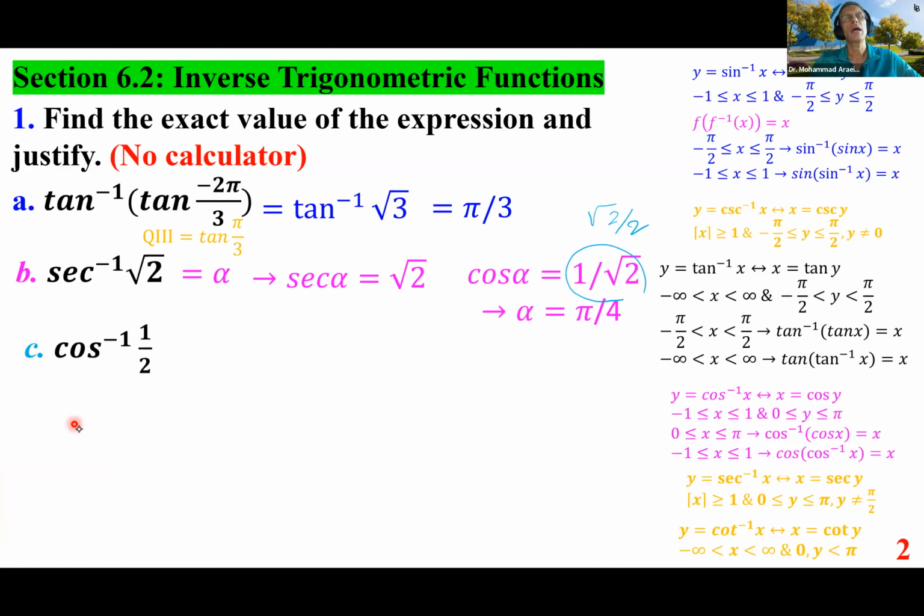Cosine inverse of 1/2, again, we set it equal to some angle, some arc. And by definition of an inverse function, cosine theta is 1/2. That's a common arc, giving you pi over 3. Theta is pi over 3.